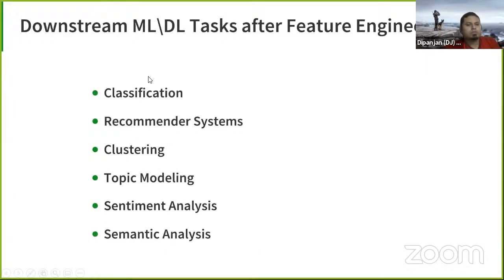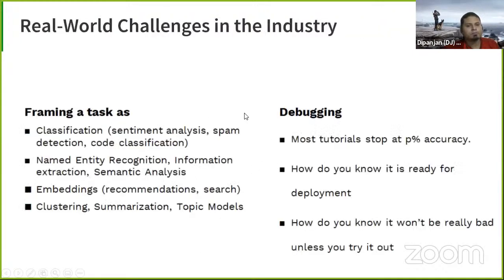Let's talk about the most important aspect: once I convert text data into numeric representations, how do I use it? That is where we can build classification models, recommender systems, clustering, topic modeling, sentiment analysis, semantic analysis, and so on.